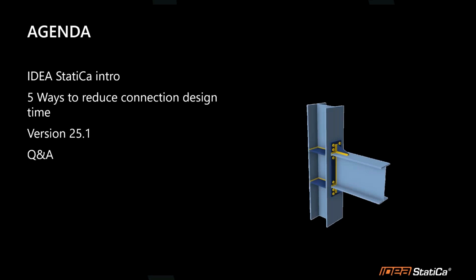Agenda for today. So first we'll do a quick IDEA StatiCa intro for folks who haven't learned too much about the software. We'll talk about what tools we have and what we do as a company. Then we'll get into the meat of the presentation, which is really looking at these 5 ways that we have to reduce connection design time. We'll be mostly focused on steel connections today. And then we'll also look at version 25.1. We just released a new version of the software a week or 2 ago and have some new features we want to talk about in there. So I think Johan will tell us about that. And then we'll go through a quick Q&A.